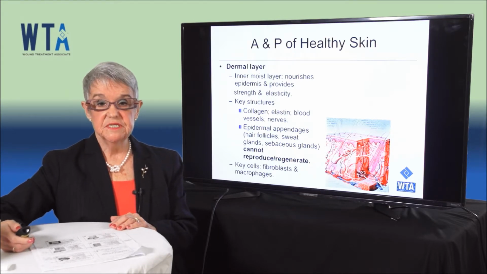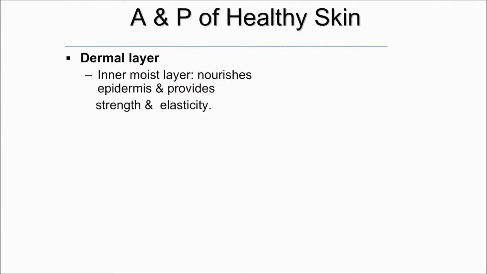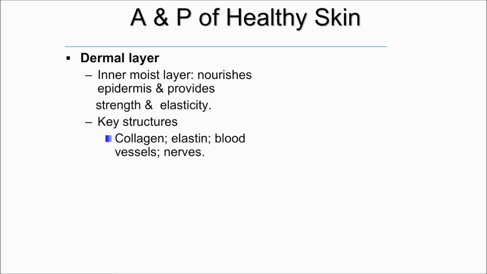The next layer of skin is the dermis, or the dermal layer. That's the innermost layer. It provides the support and nourishment to the epidermis. It also provides the strength and the elasticity to the skin. Some of the key structures in the dermal layer are connective tissue that's comprised primarily of elastin and collagen. Also, the blood vessels, primary function place for the blood vessels, are within the dermal tissue. And then there are nerves in the dermis as well.